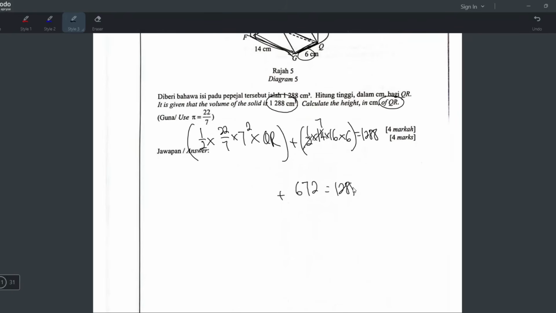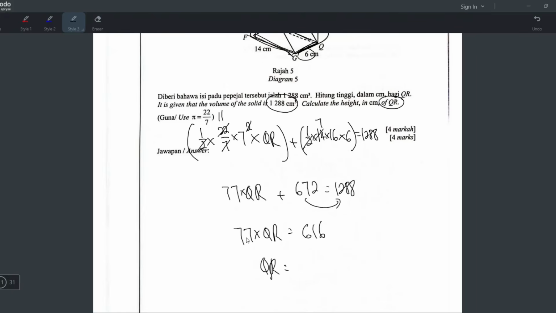And then 1288 here. Okay, what about this? This one and this one can cut. Yeah, 7 and 7 square cut. You left 7 here. And then 2 and 22 can cut, left with 11. 11 times 7 is 77 QR. Okay. You can use your calculator to help you if you want. So this one moves over and becomes minus. So 77 times QR equals 1288 minus 672. So you got 616. So here you write 616. And then finally your QR 616.